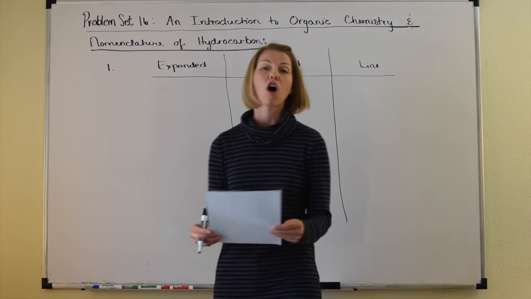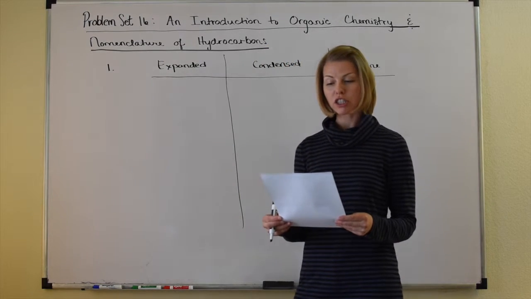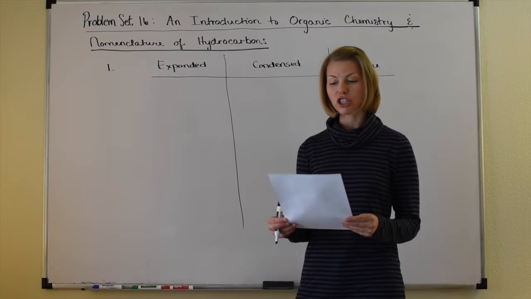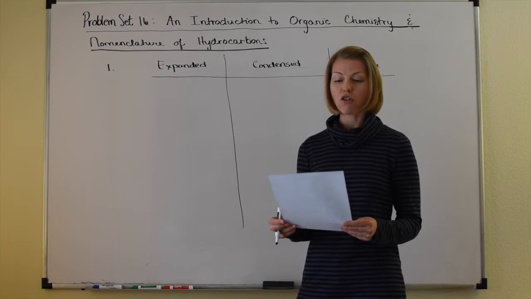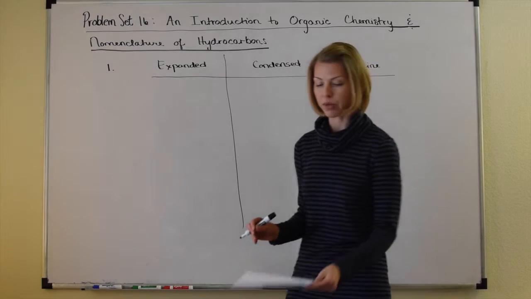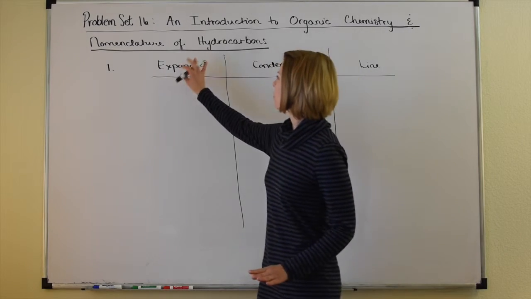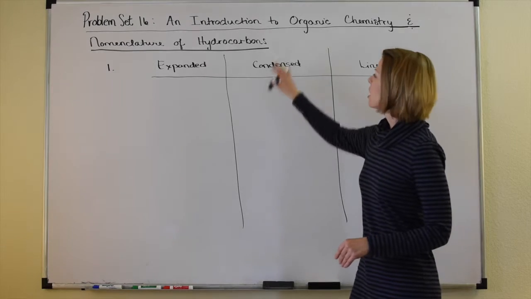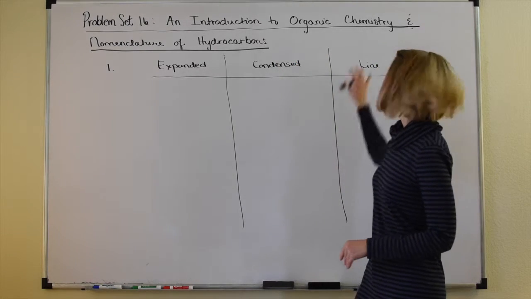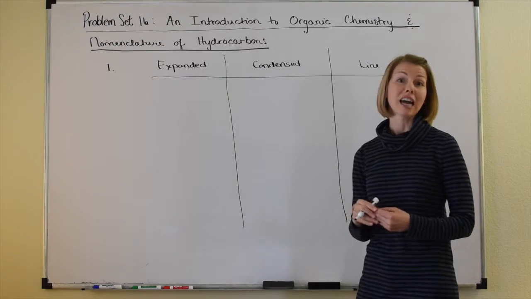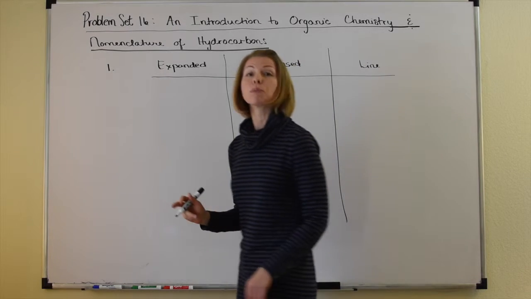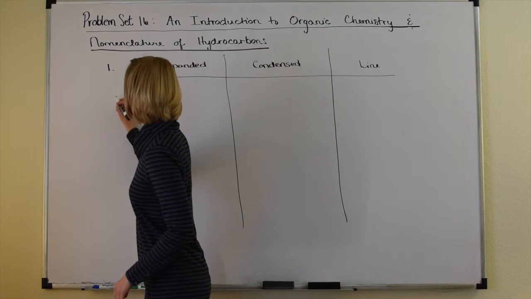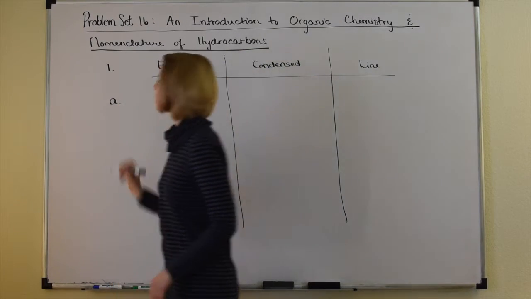Number one. Draw expanded structures, condensed structures, and line structures for the following. And there's an A through E. So I went ahead and made three columns. One is where we'll draw the expanded structure, one for the condensed, and the final for our line structures. A is butane. I'll write an A here.